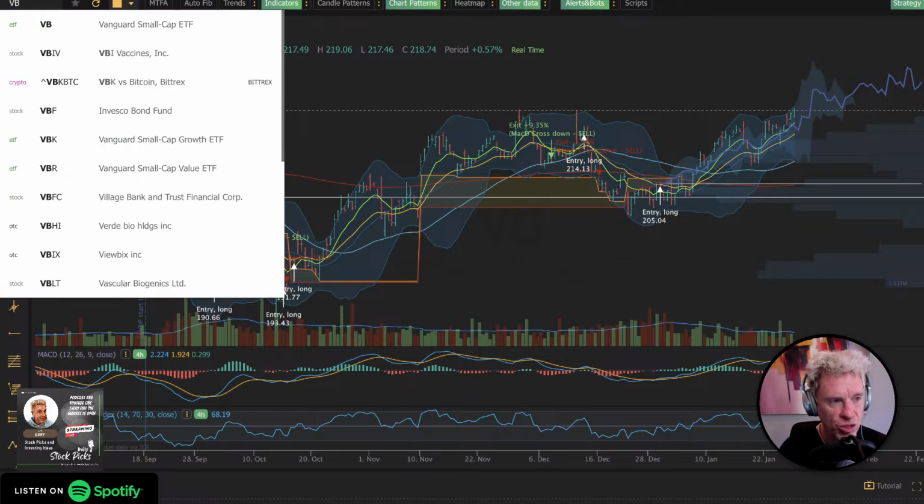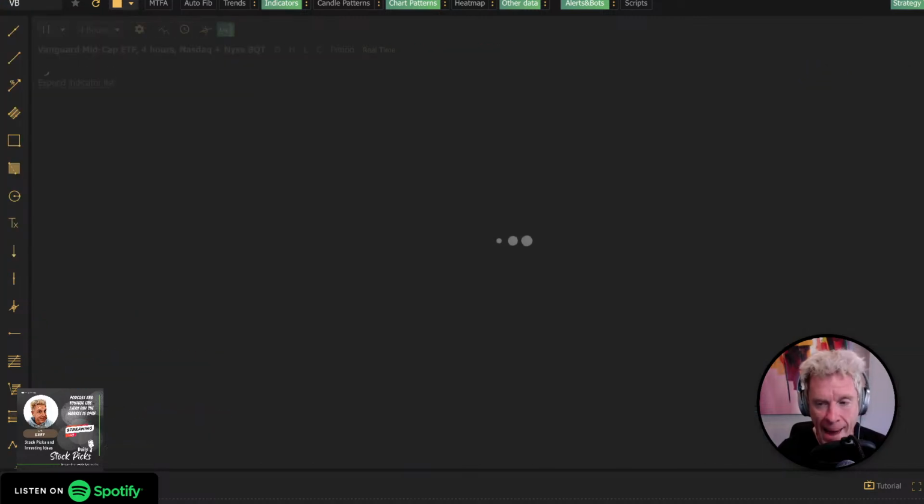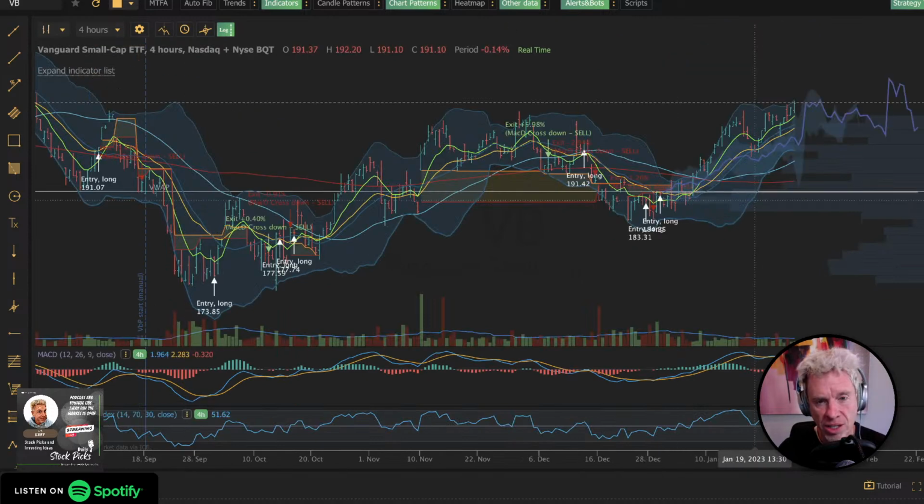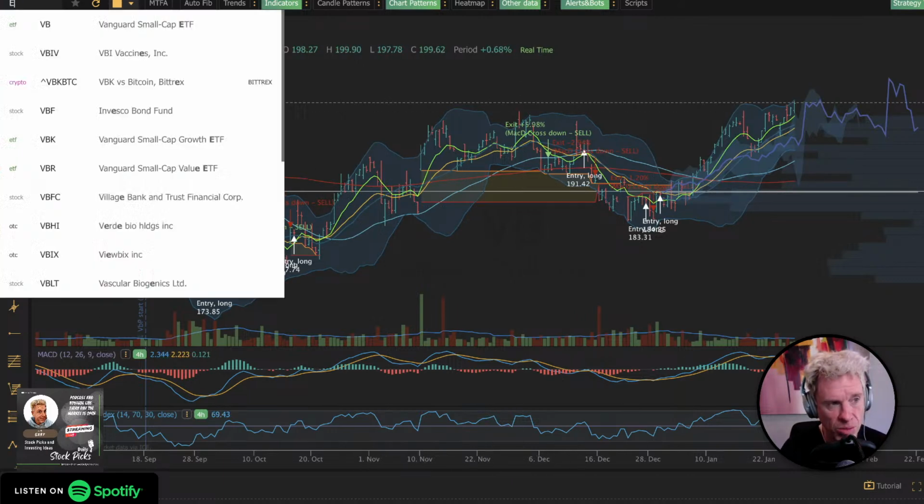Another Vanguard one on Tuesday, VB, which is the small cap. This one on January 23rd, it looked like it had a pullback on the 19th. January 23rd, you were selling at 194. This was a secondary cross-up. You were in at 183. You're at 199 right now, about to cross 200. So, again, looking for an entry into that one. That was a pretty good one.